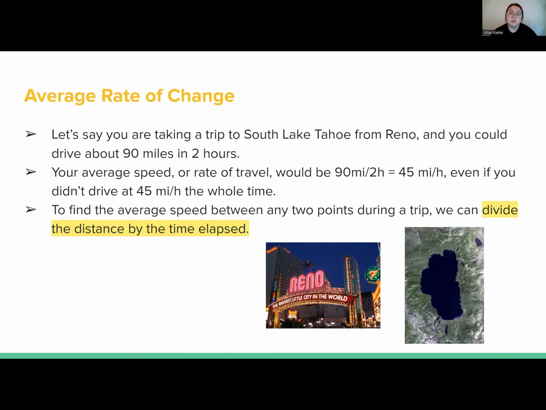So our average rate of change, just to set up the idea here, let's say you're taking a trip to South Lake Tahoe from Reno, and you would drive about 90 miles in, let's say, 2 hours. So your average speed or rate of travel would be that 90 miles divided by the time that it took you to drive that. So 90 miles divided by 2 hours is 45 miles per hour. Even if you didn't necessarily drive 45 miles per hour the whole time, that was your average.